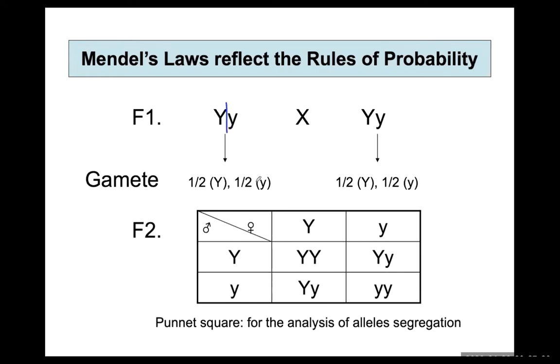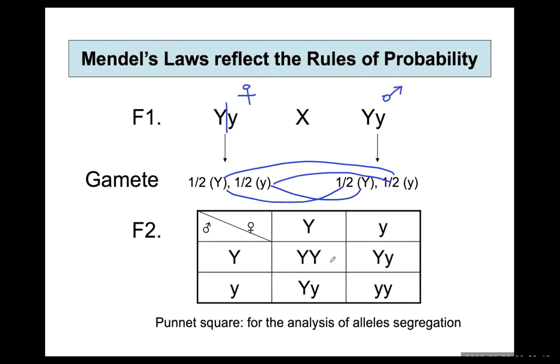And each gamete is going to fuse, combine to form the genotype in the next generation. Maybe this gamete can fuse with this gamete, or maybe this can fuse with this gamete. We will consider what could be the probability of a certain genotype in the next generation. So think of this as a female and this as a male.